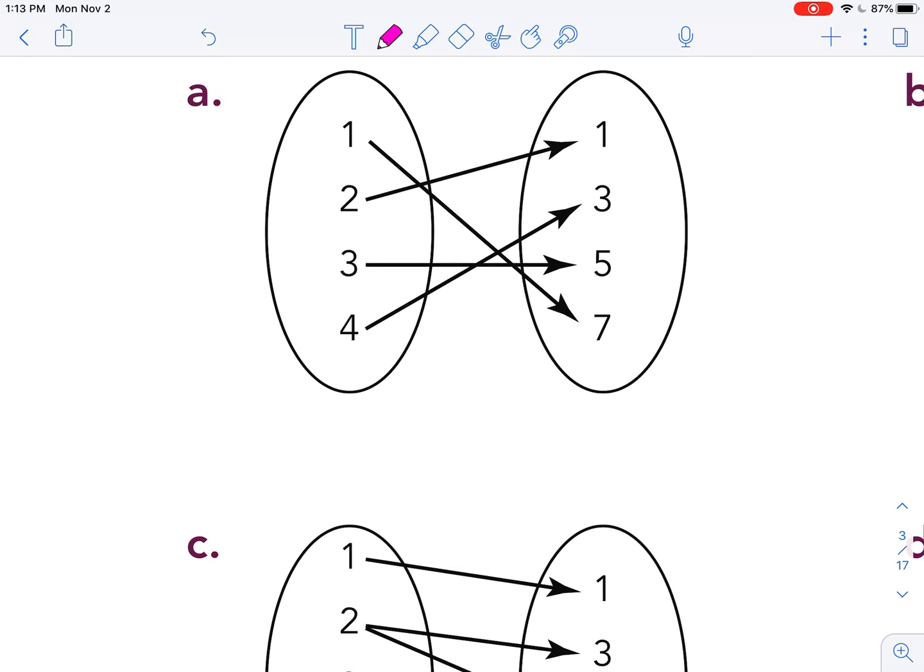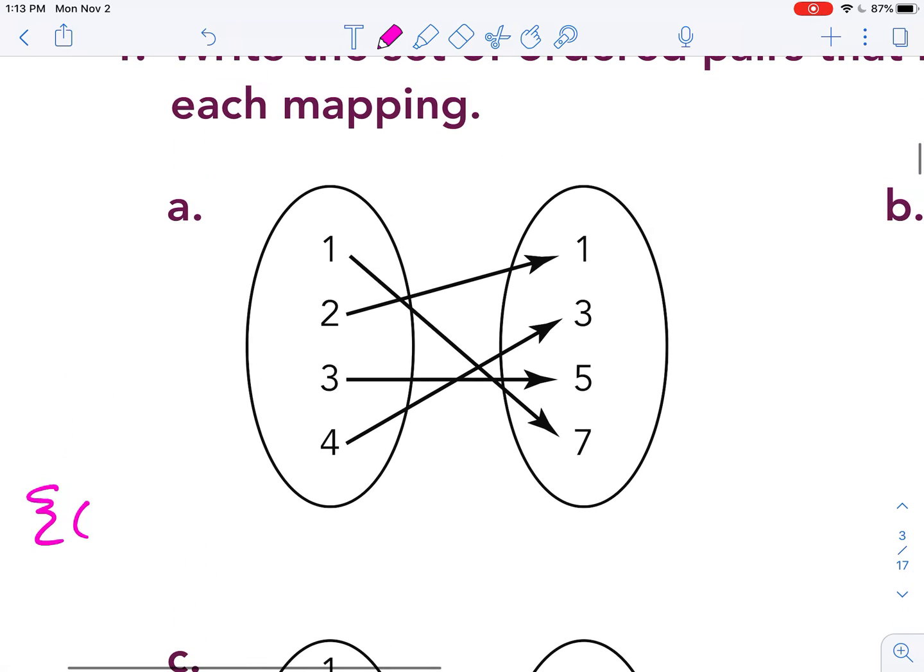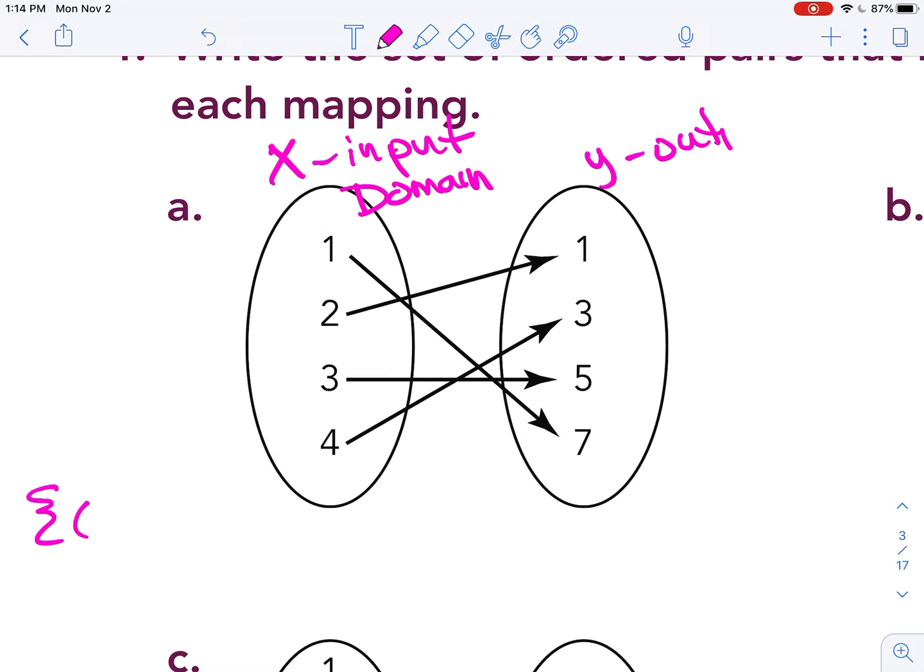So here we go. We're going to write ordered pairs. So this right here is your X value or your input value. And all the inputs together are called the domain. Okay? These are your Y values. These are your output values. And the set of all your outputs are called your range.